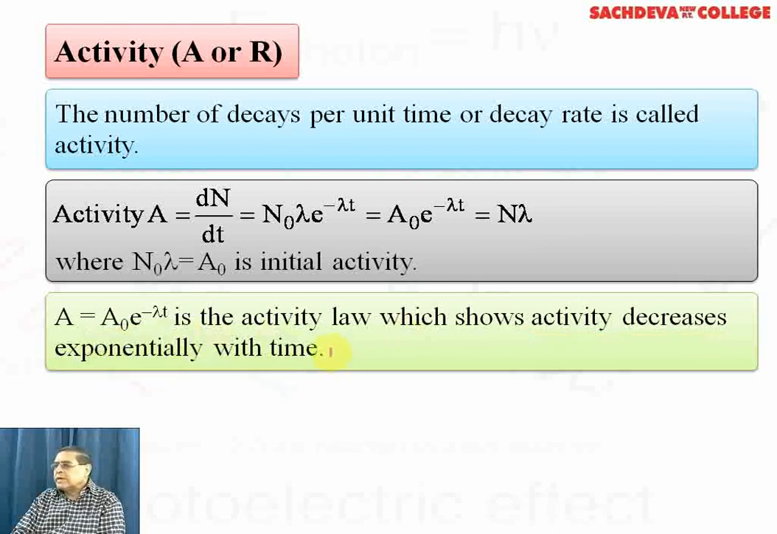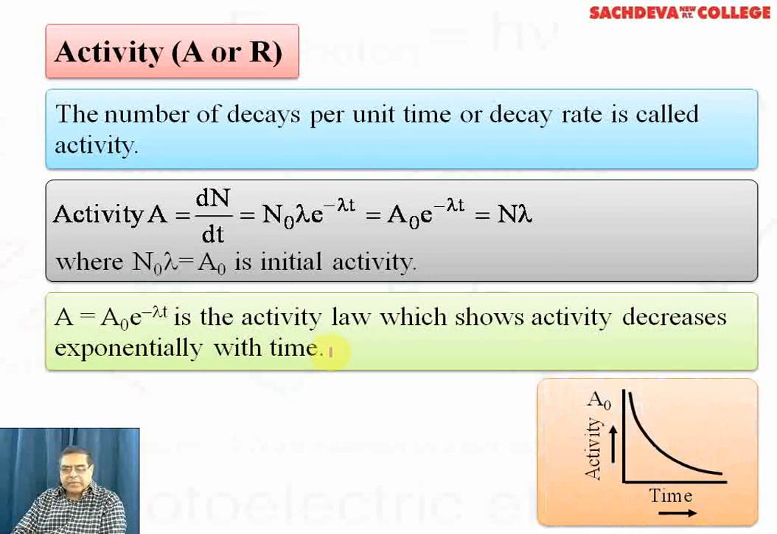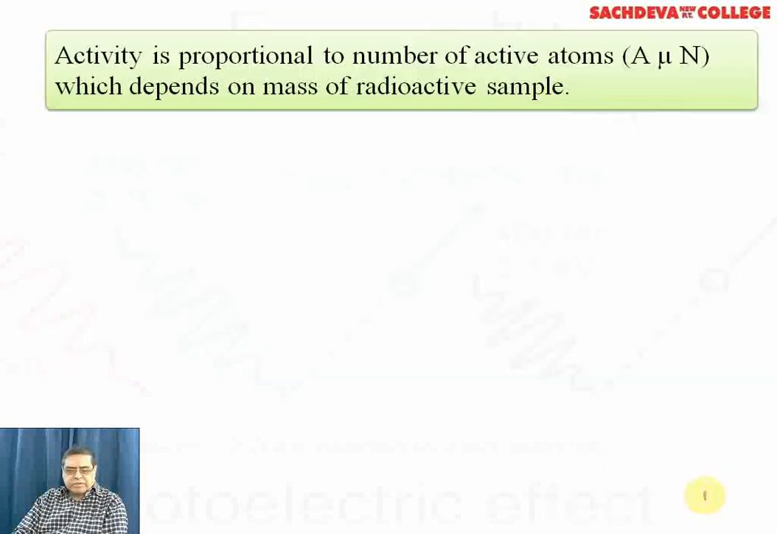As the time goes on increasing, the number of atoms will start decaying, so it will become N naught by 2, N naught by 4, and so on. So this is indicated in the activity here, time increasing and activity. If the time is right at the start, activity is more. If the time is moving towards the extreme right on the x-axis, the activity will be dropping towards the 0 of the y-axis.